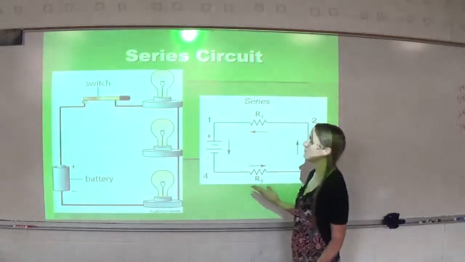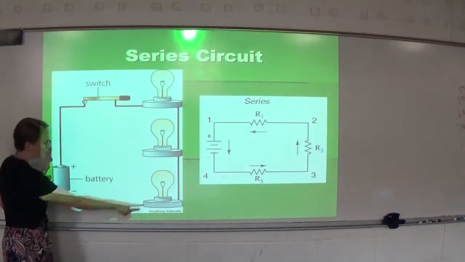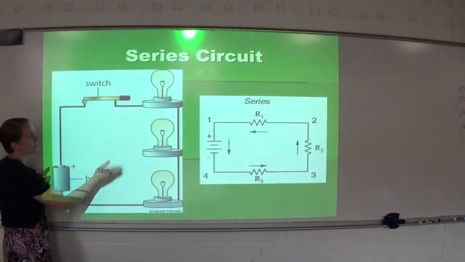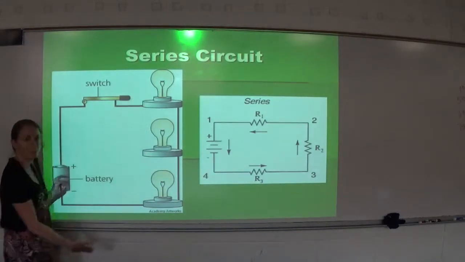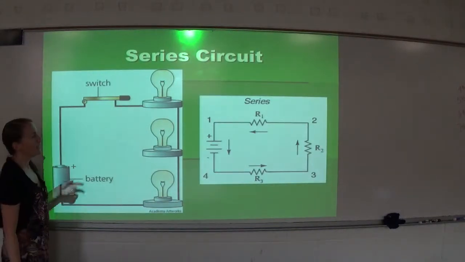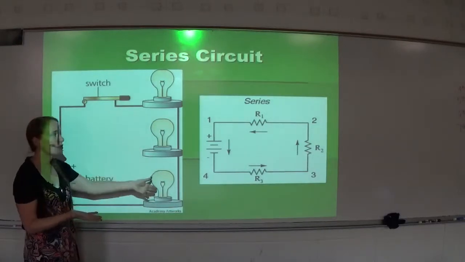So this is an example of a series circuit. If you look, we literally have one pathway through which it can flow. Here we have three light bulbs, so if one light bulb blows, all three of them will be out. And if I only had two light bulbs, they'll glow brighter than three light bulbs together.